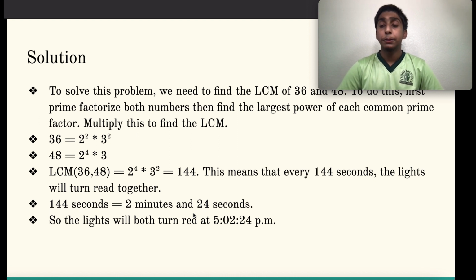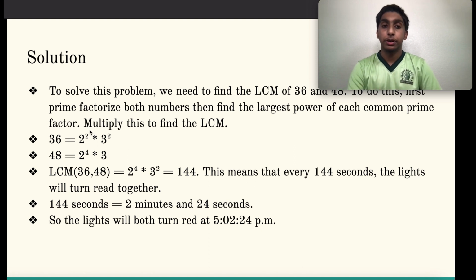Prime factorization is basically breaking down a number into its prime factors. So for 36, you can break it down into 2 squared times 3 squared. For 48, you could break it down into 2 to the 4th power times 3. So these are prime factors because 2 and 3 don't have any factors of their own other than 1 and themselves.